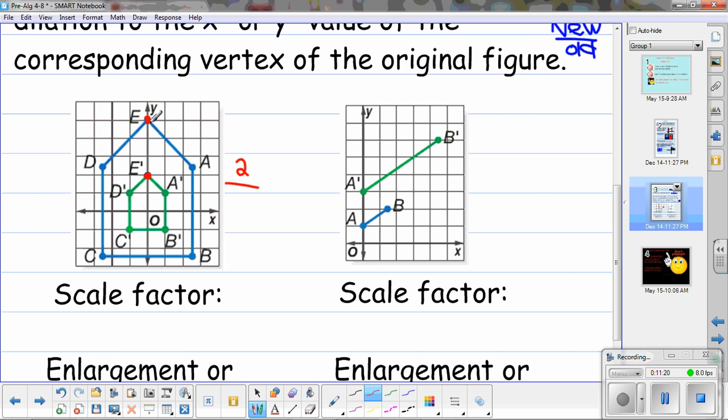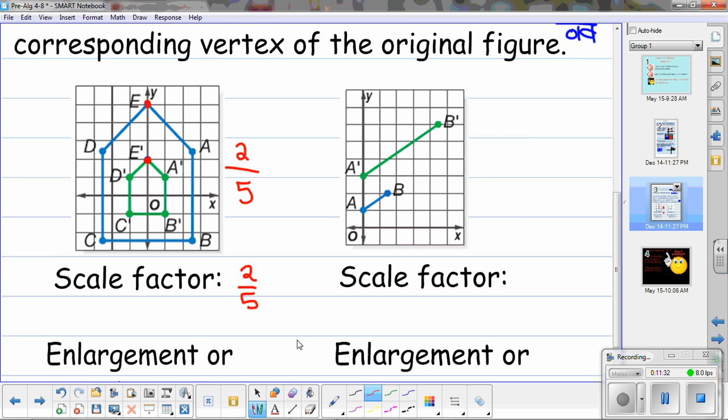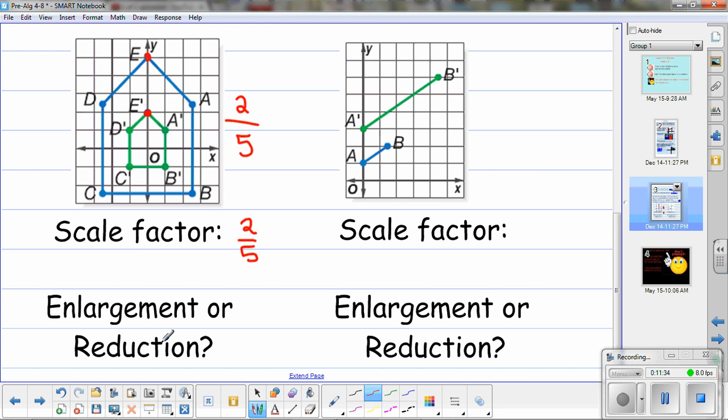And the y coordinate of the old one is 1, 2, 3, 4, 5, which means that the scale factor is 2/5. Since it's a number between 0 and 1, it's going to be a reduction, which makes sense because when you look at the picture, the new one is smaller than the original. Try one more here.